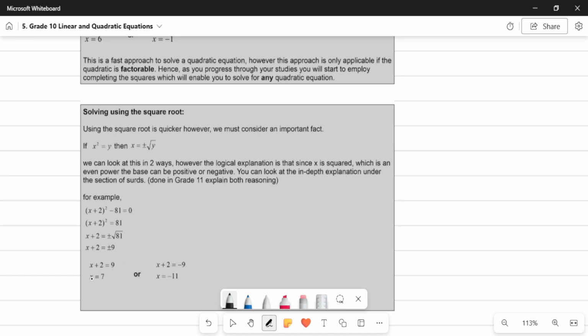So x plus 2 is equal to 9. So x is equal to 7 if I subtract by 2 on both sides. Or x plus 2 is equal to minus 9. If I subtract by 2 on both sides, I get x is equal to minus 11.